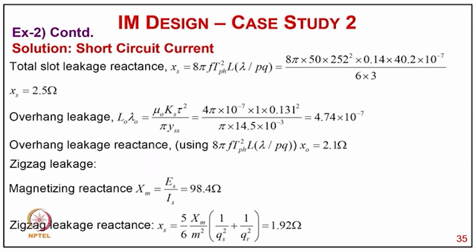Now the total slot leakage reactance is X equal to 8 pi F T PH square L lambda upon PQ. So putting the value, it comes X equal to 2.5 ohm. And for overhang leakage, typically L0 lambda 0, equal to mu 0 Ks into A square pi G by SS, putting value, it comes 4.74 into 10 power minus 7. Overhang leakage reactance from the same formula using 8 pi into F T square L lambda upon PQ into X, that comes 2.1 ohm.